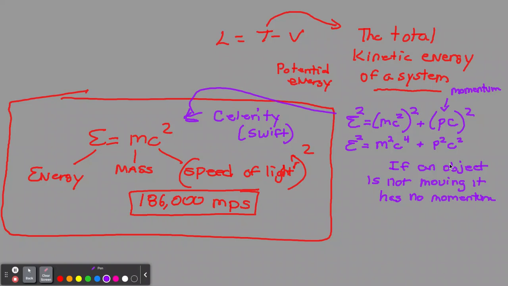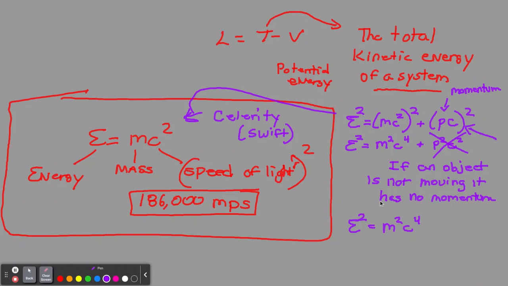So if it has no momentum, P equals 0. And if P equals 0, if you look over here, here's my arrow, 0 times anything is 0. So that just cancels out. And you'll be left with E squared equals M squared C to the fourth. This would just cancel out, be gone, because 0, again, 0 times any number will be 0.